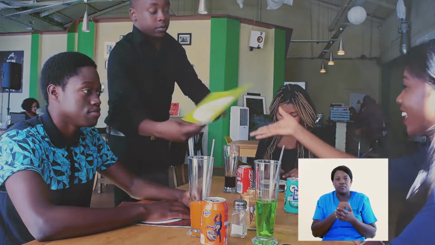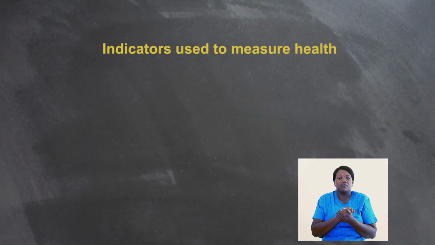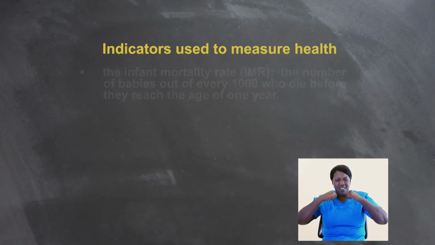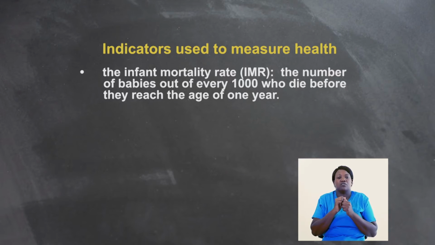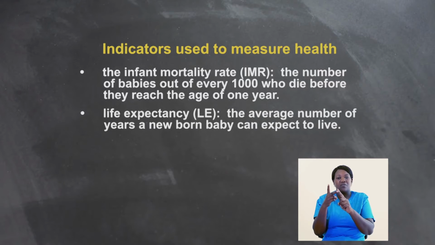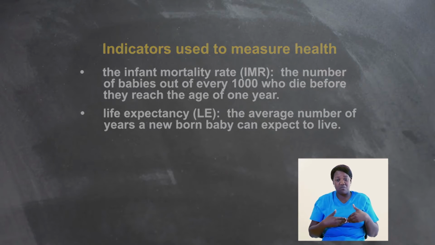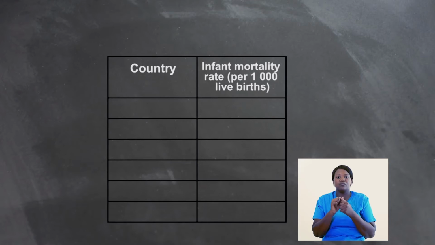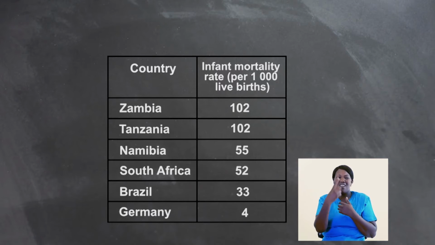There are two common indicators used to measure the health in a country. The infant mortality rate, the number of babies out of every 1,000 who die before they reach the age of 1 year. Life expectancy, the average number of years a newborn baby can expect to live. The table shows the infant mortality rate of 6 countries. The table tells you that in Namibia, out of every 1,000 babies born each year, 55 die before their first birthday. Notice the difference between the figures for the African countries and those for Germany, a developed European country.